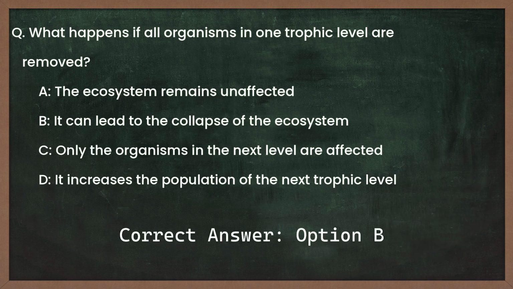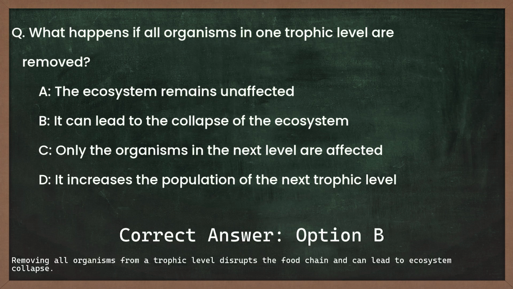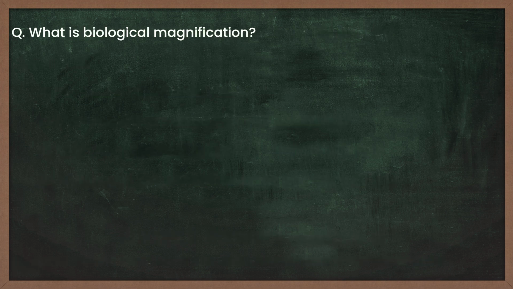The correct answer is option B, which is it can lead to the collapse of the ecosystem. Removing all organisms from a trophic level disrupts the food chain and can lead to ecosystem collapse. Question: what is biological magnification?